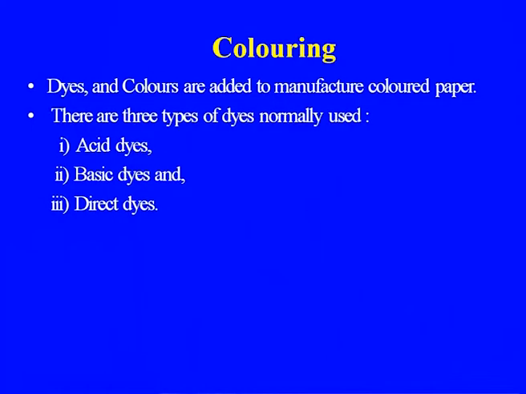Coloring, because as we know, we are making colored paper for posters and the like. That has decreased, but poster paper, colored poster paper, matchbox paper is still being used. And even for various other grades of paper we need coloring. So dyes and colors are added to manufacture colored paper. There are three types of dyes normally used in paper: acid dyes, basic dyes and direct dyes.